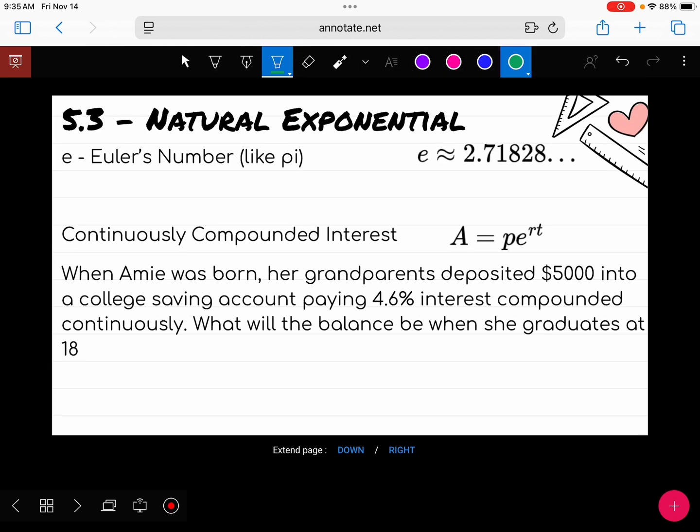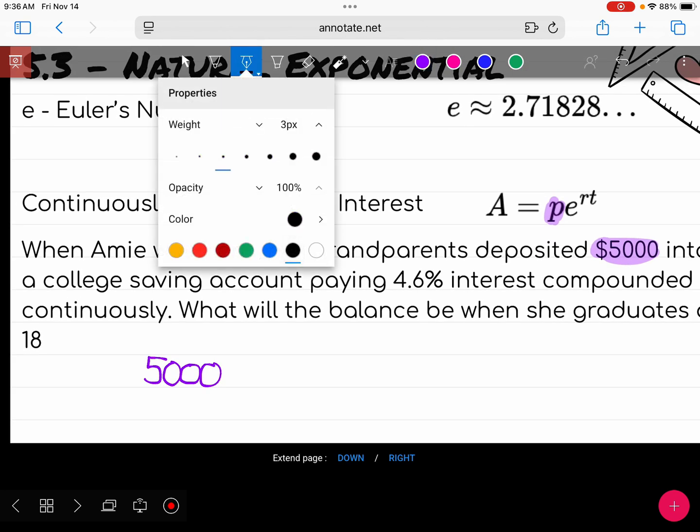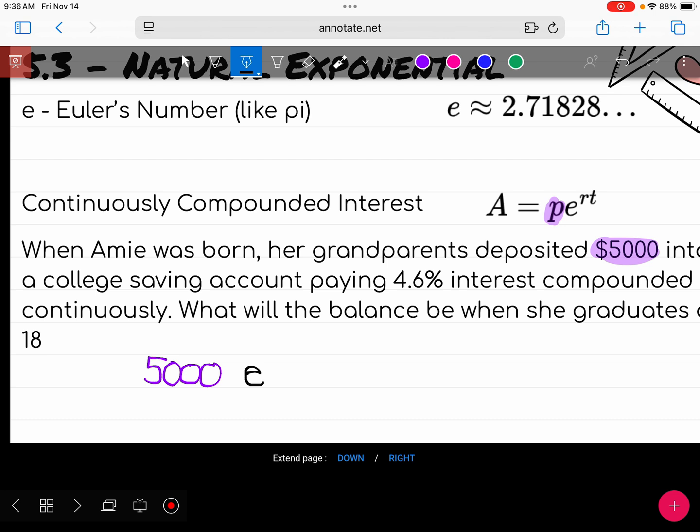What is our principal for this situation? 5,000. That's still going to be our P right here. So we're still going to start this out that same way with our 5,000. Then we're going to put E. E is a number. It's a button on the calculator. Is this going to grow or is this going to decay? Grow. They put money in. It's a savings account. We expect this balance to get higher. They're giving us interest. They're paying us to hold on to our money so they can use it for other stuff.